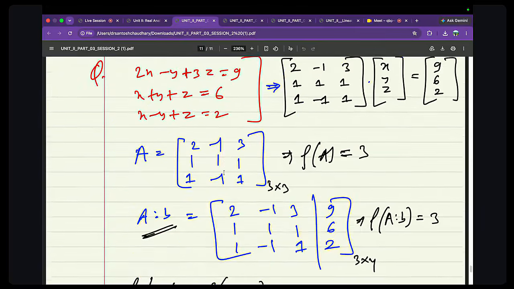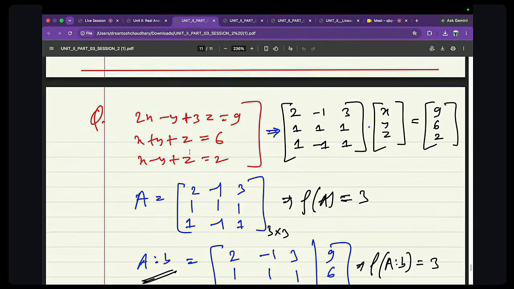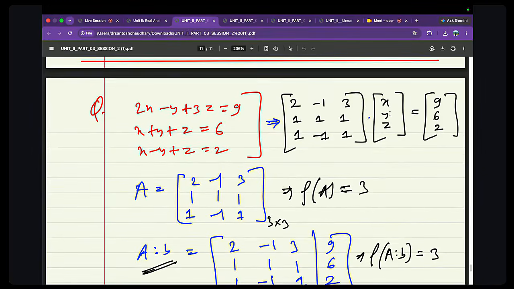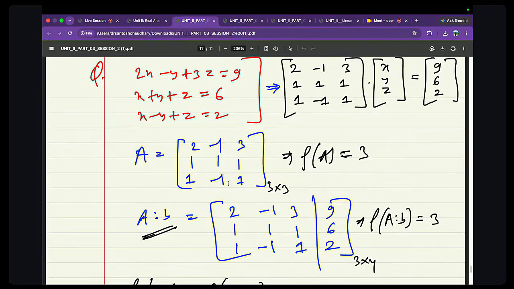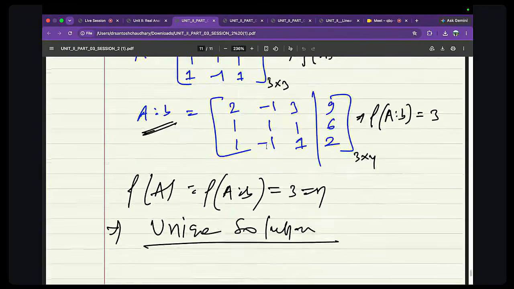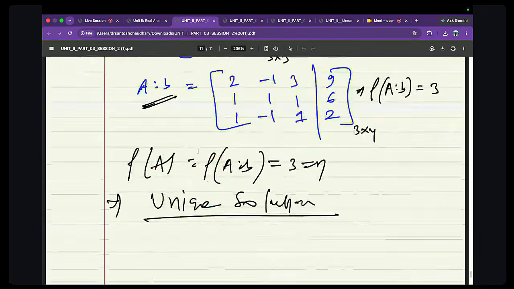I have taken one example here. We have to check how many solutions this system has. This is a system of equations, and this is a matrix A. We have constructed A augmented B, so in A you just add one more column. Now we find the rank of both A and A augmented B. The rank of A we calculated as 3, and the rank of A augmented B is 3. Both are equal, and equal to the number of columns of matrix A. That's why the system has a unique solution. If you solve it, you will get a unique solution.